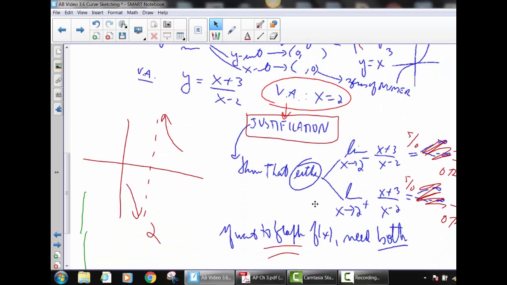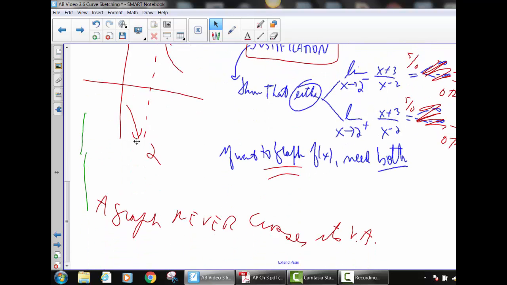If you're asked for a justification, which they will do on the AP, you have to either show that the limit as x approaches 2 from the left or from the right does indeed equal infinity or negative infinity. If you want to graph the function, obviously you're going to want to find both, so you have an idea what happens. So on the left it goes down to negative infinity, but on the right it goes up to positive infinity. Something you should know, a graph never crosses its own vertical asymptote. That's never going to happen.